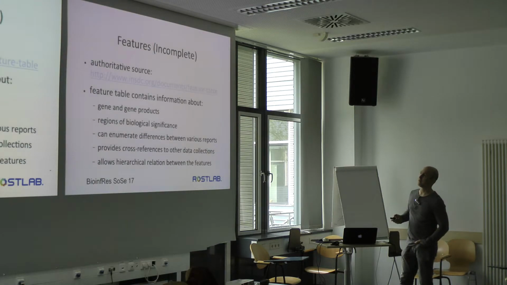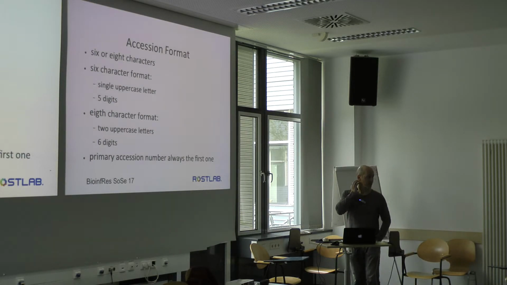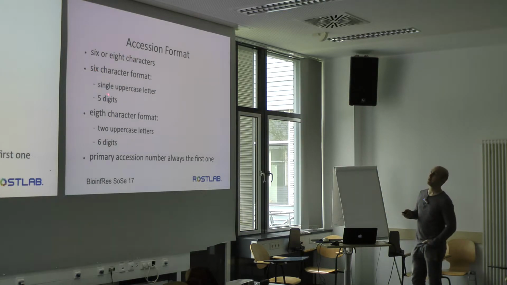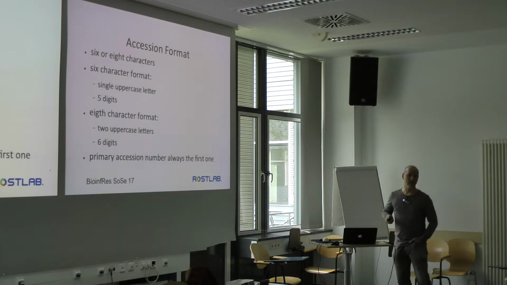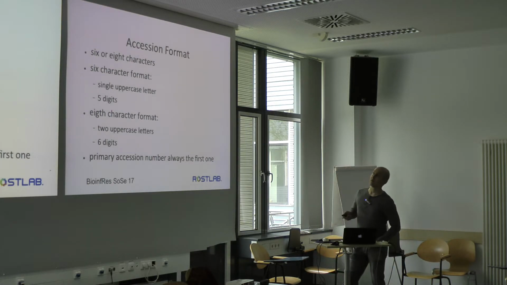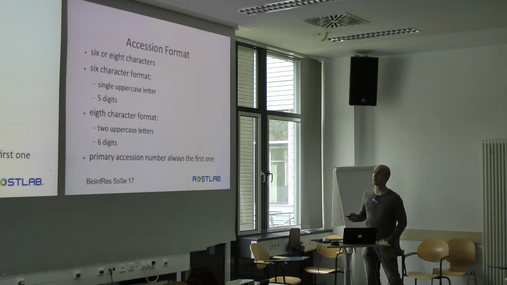Okay, a last word on the accession numbers. You can have two ways. Old ones have 6 characters or 8 characters, so that means it starts with a single uppercase letter and then 5 digits, or 2 uppercase letters and 6 digits. It's simply because at some point they realized, okay, we are running out of numbers, we have to increase it. Okay, so again, remember, the primary accession number is always the first one.